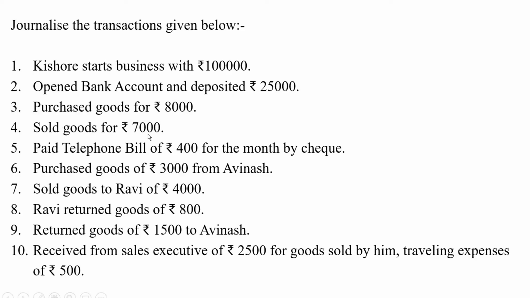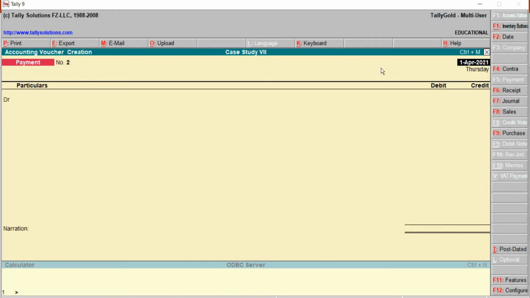The next transaction, sold goods for rupees 7,000. This particular entry can be done either in the sales voucher or in the receipt voucher because it's in the form of cash. For that sake, the entry can also be done in the receipt voucher. Let's see this particular entry in Tally. Receipt voucher, or the shortcut key, function key F6, or just click on this one.